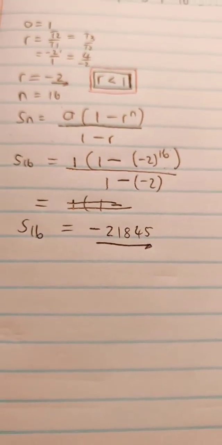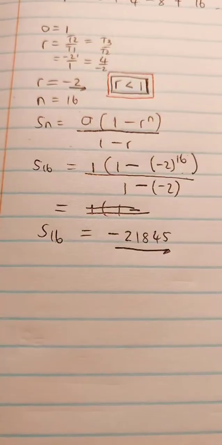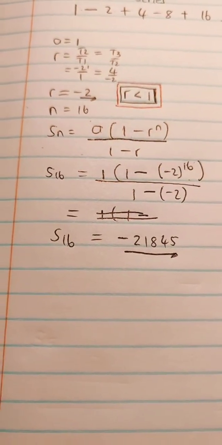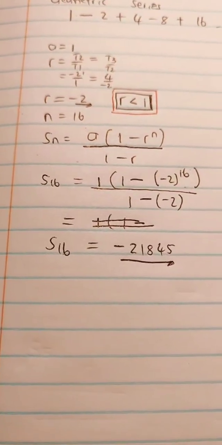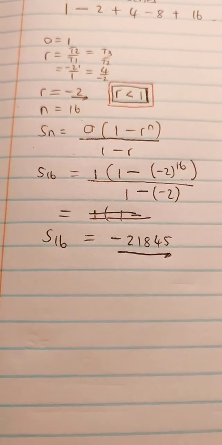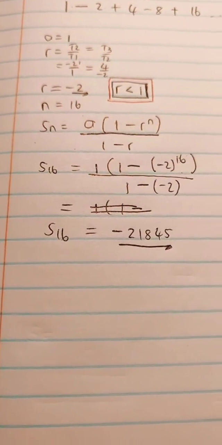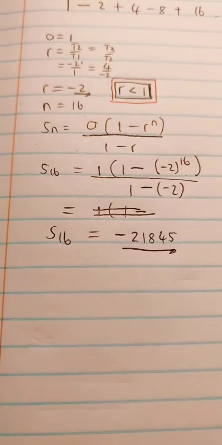-21,845. That's the sum of the first 16 terms. Does that even make sense? Does it make sense, guys? Are we sensing some sensibility in the answer?